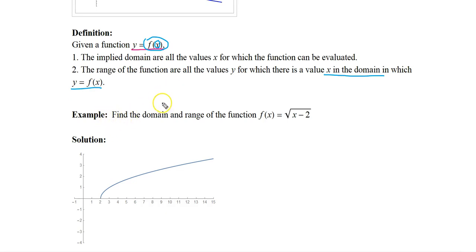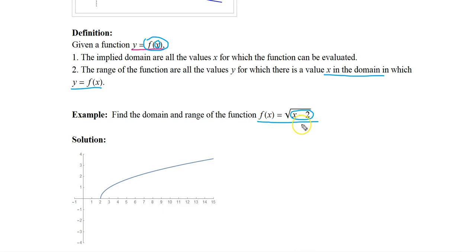Now let's take a look at an example here to clarify that a little bit. Let's find the domain and range of this function, the square root of x minus 2. To find the domain, recall that anything underneath the square root must be nonnegative in order to evaluate it. We're not going to consider it possible to evaluate the square root of negative numbers.